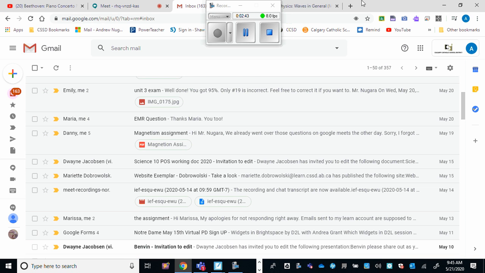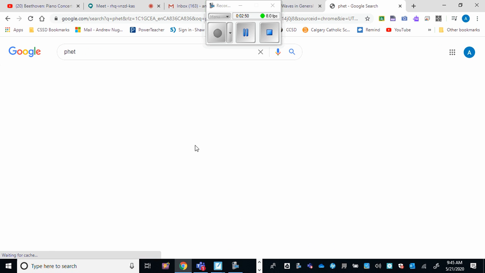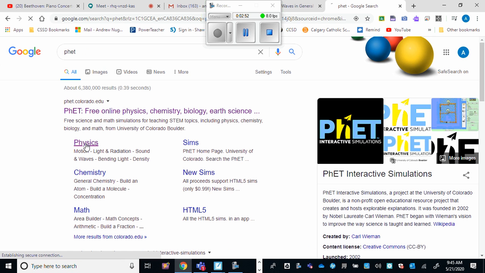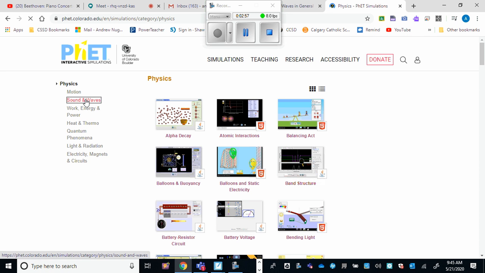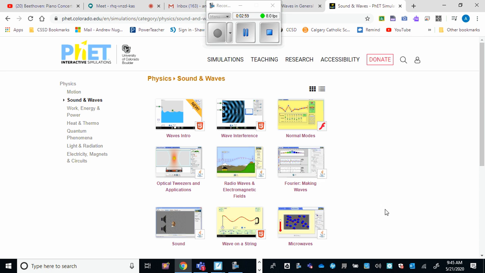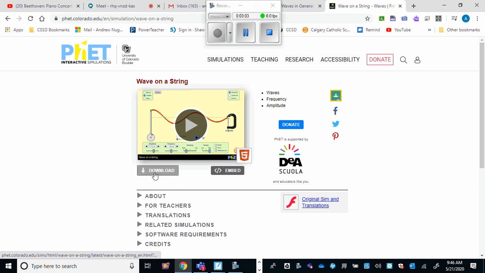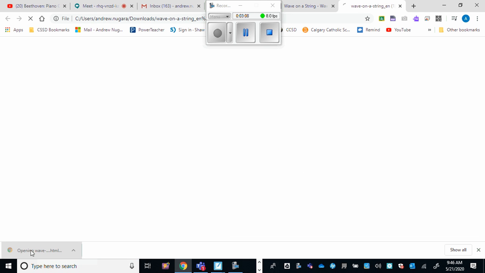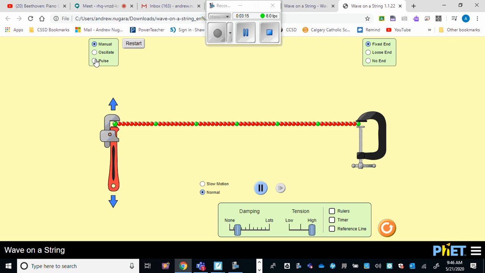I should have set this up before, but let's quickly go on to a quick PhET demonstration. Go on to Google, PhET physics simulations, and sound and waves, and where is the one I want? Wave on a String, download that. Okay, so here's a quick one. I can't show this too long because it takes up too much memory. So let's just oscillate this.